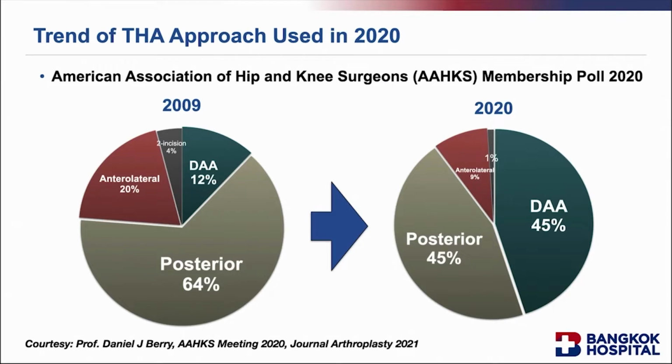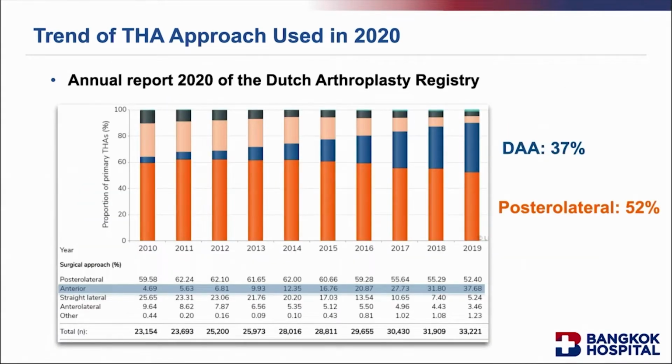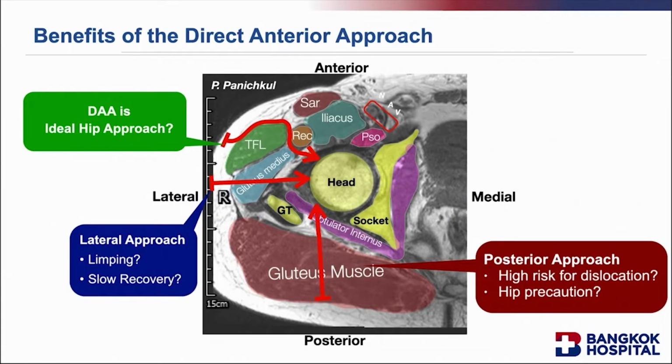Nowadays, we all know that there is an increased interest in the direct anterior approach. In 2020, 45% of the surgeons in the United States used the direct anterior approach as the primary approach. In Europe also, data from the Netherlands show an increase in direct anterior approach usage from 4% to 37%. The direct anterior approach may be the ideal approach due to the faster recovery and no hip precautions, with a lower risk of dislocation.